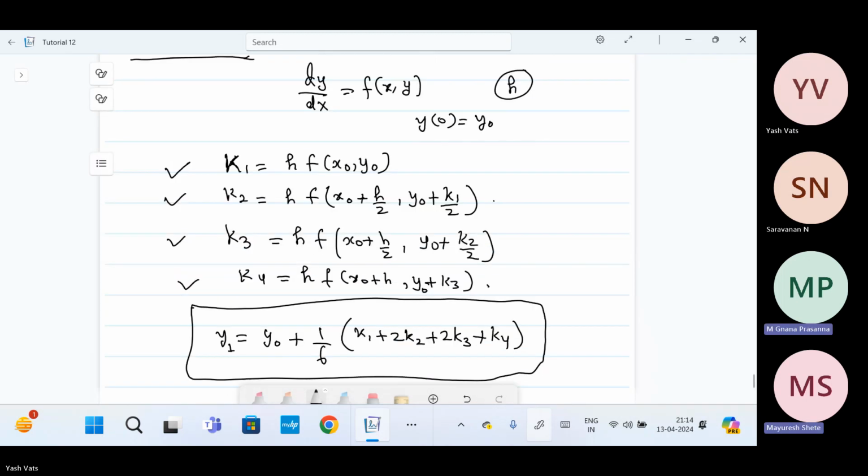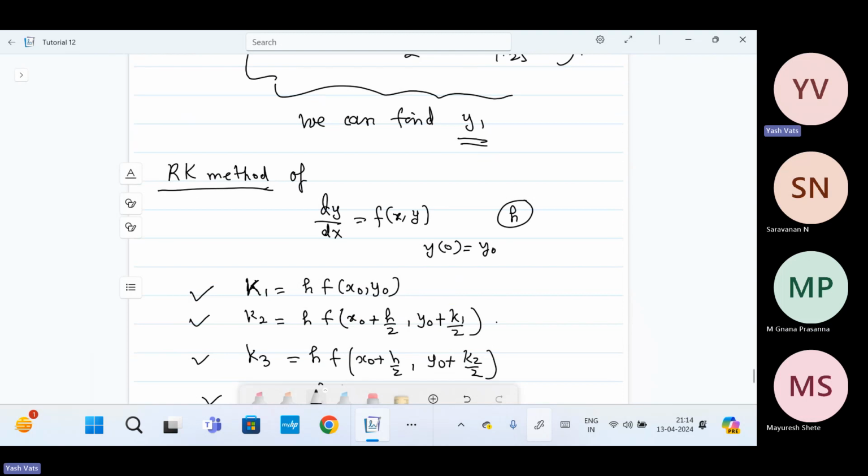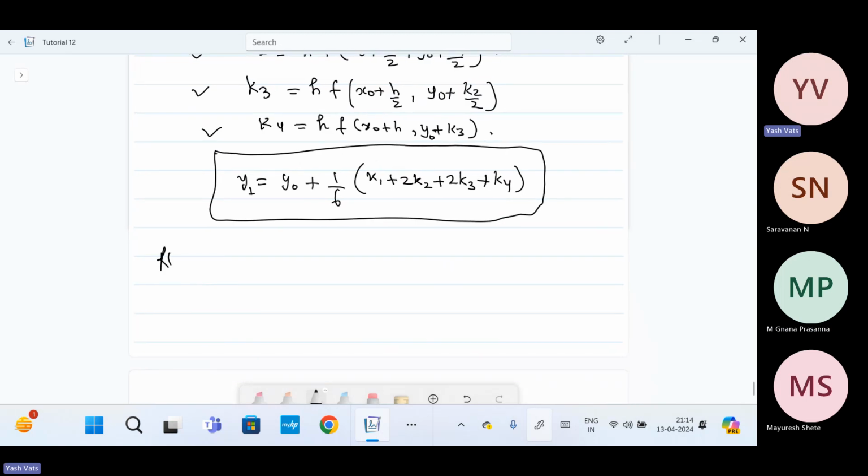This is your Runge-Kutta method of order 4. And I will also write the formula for the RK method of order 2. These are the two used in your papers.